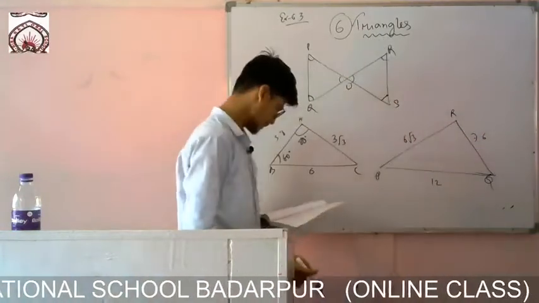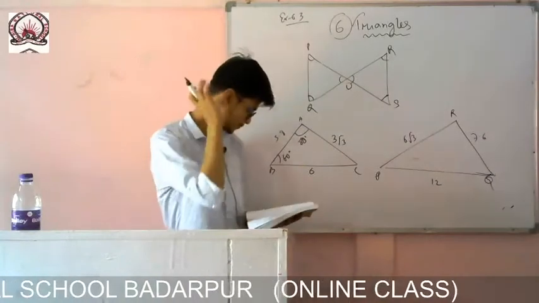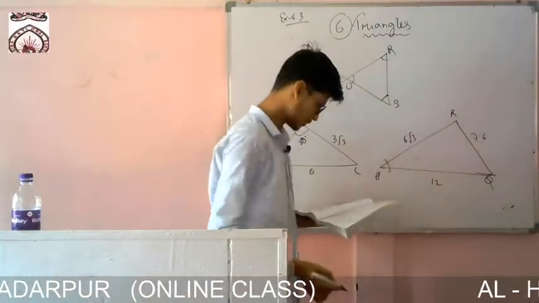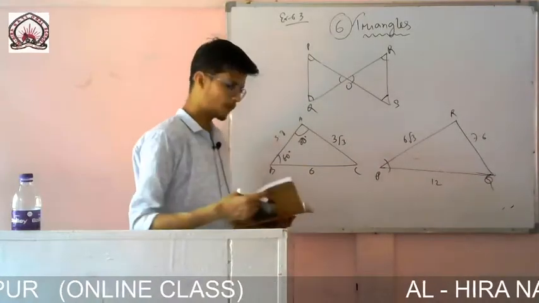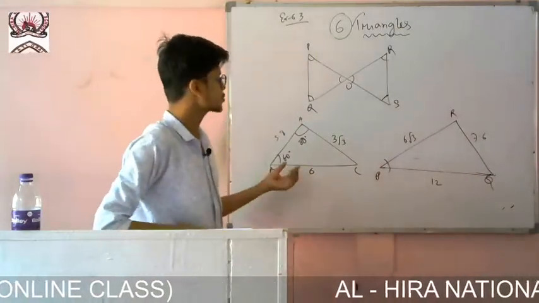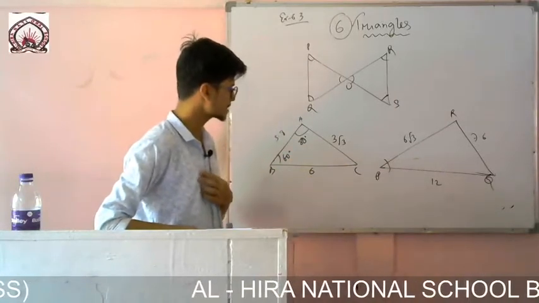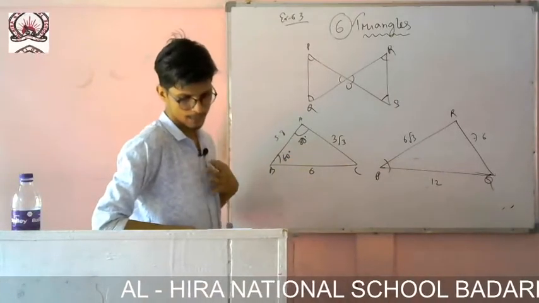Okay. So what is there? We have to find the angle P. That means this angle. You have to find angle P. So to find angle P, first of all, somehow I have to show that these two triangles are similar. If I can show that these two triangles are similar, then I can write angle P easily.